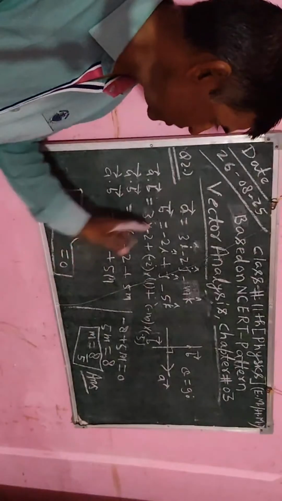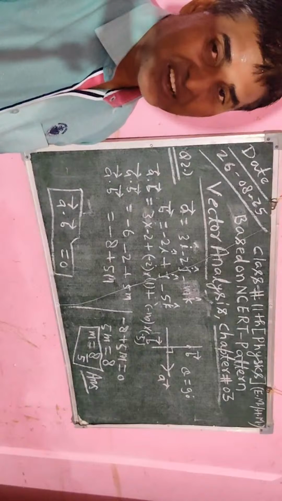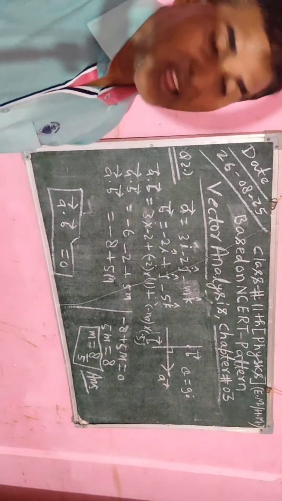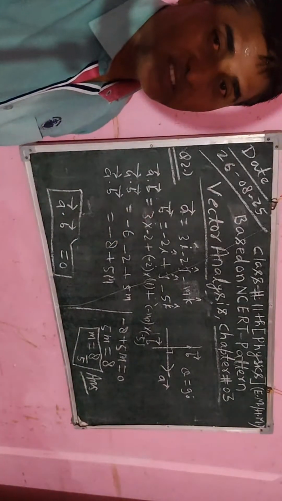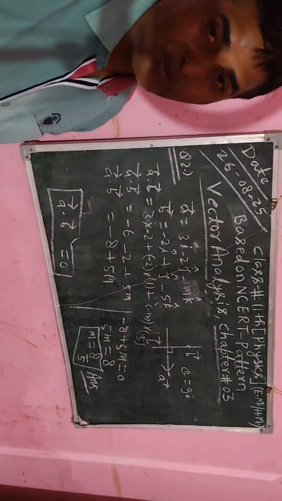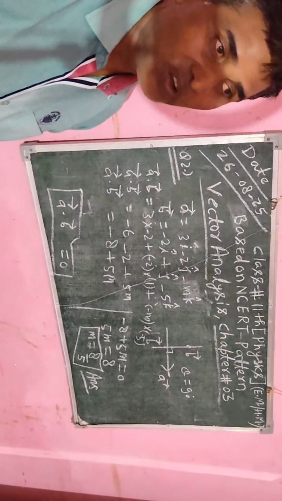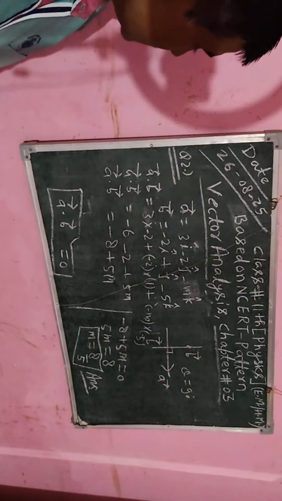If any vector is given, we have to calculate the velocity of the vector, the acceleration of the vector, and also the magnitude and direction of the vector. So all the concepts of vector analysis I have explained. The remaining concepts I will also explain, and then I will solve some numerical questions on this topic. Follow it properly and carefully.